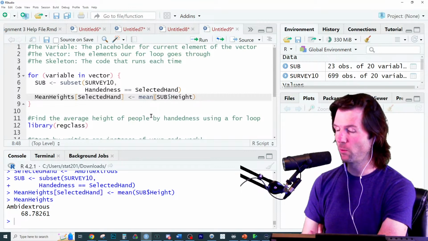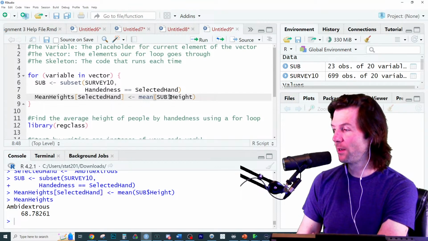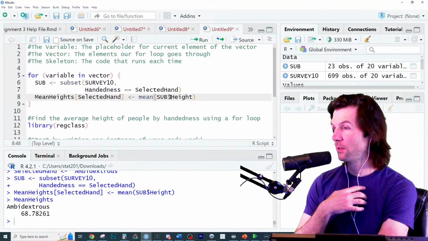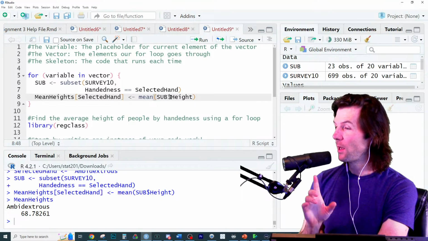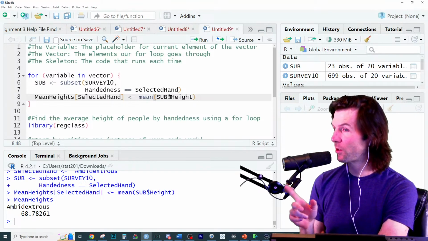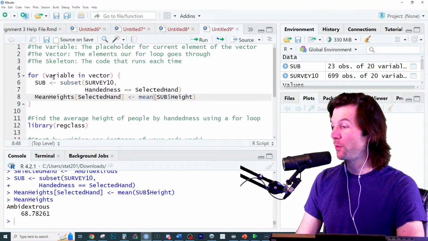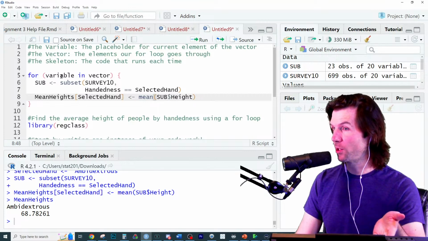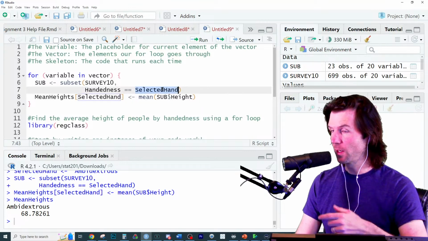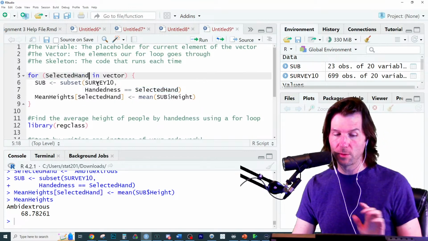Like, technically, will any of this code change? The skeleton never changes. Then what will change? What will change is the variable will go through the vector. So the variable will change, right? But the variable will always be called this. So this was the variable we created that will change.